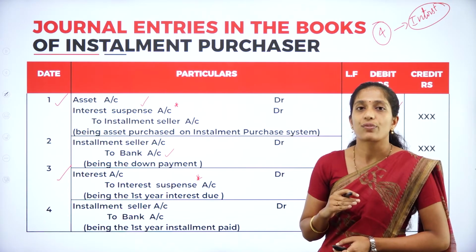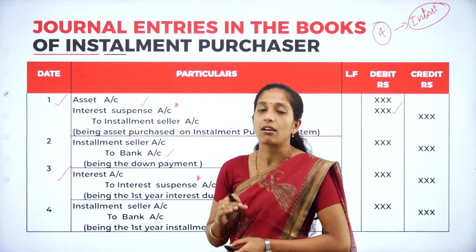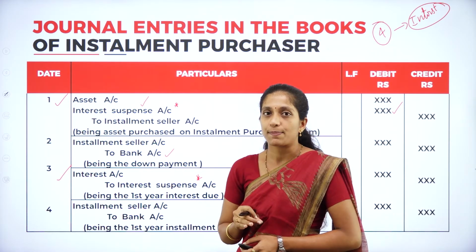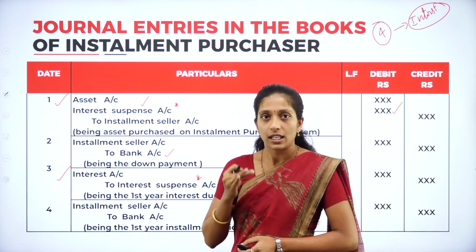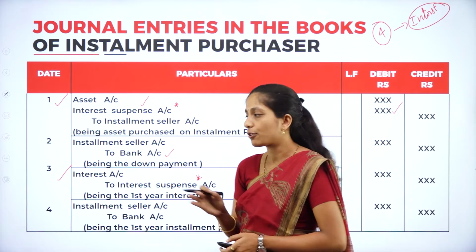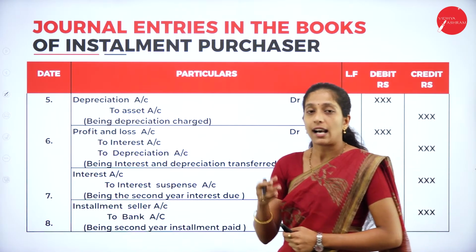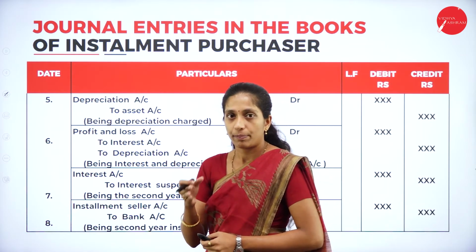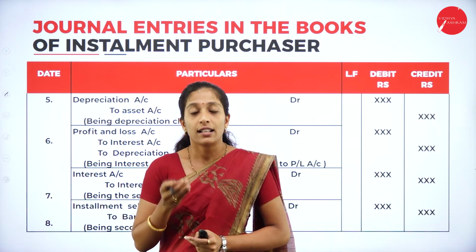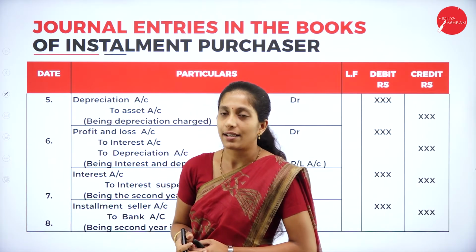And the second entry is for what? That is the down payment, installment seller account debit to bank account. The third entry is for interest due, interest account debit to interest suspense account. The fourth entry is for installment paid. So what is the entry? Installment seller account debit to bank account. The fifth entry is for depreciation, since the asset is there in the hands of the purchaser, right? So here the seller has sold the asset to the purchaser. Now the asset is there in the hands of the purchaser. For that we have to calculate depreciation.